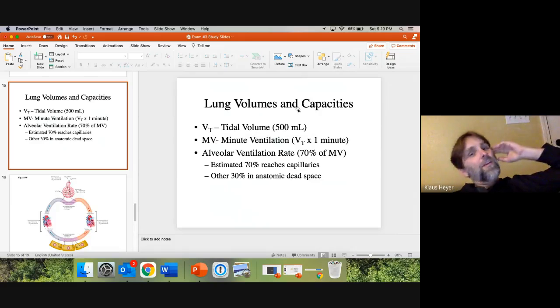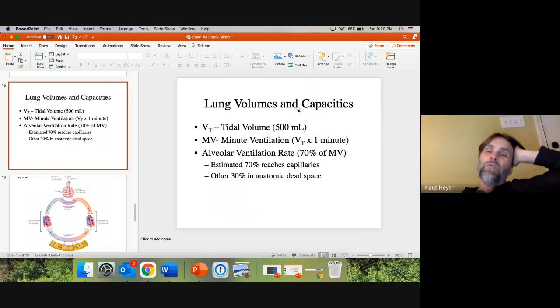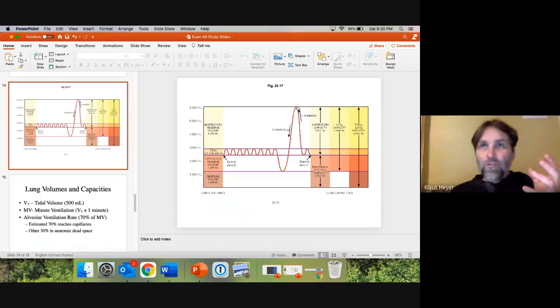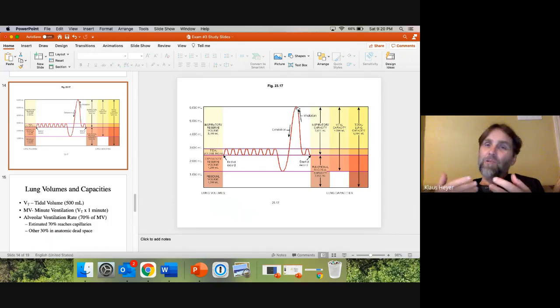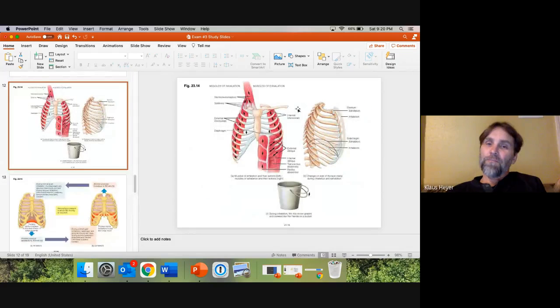Lung volumes and capacities. Definitely tidal volume. I want you to know a number for that one. That's the only one I want you to know a number for. But I want you to know what minute ventilation is, and I want you to know what inspiratory reserve is and what expiratory reserve is. Remember, it's the maximum amount you can breathe in after a normal breath, and the maximum amount you can breathe out after a normal breath. What causes you to breathe in?